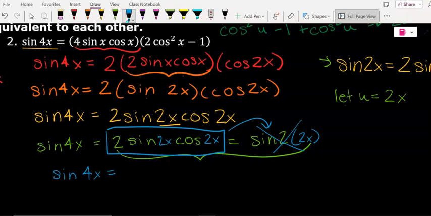Because 2 sine u cosine u is equal to sine 2u. So now I've replaced u with 2x, and so that means here, instead of it being sine 2u, it's sine 2 times 2x. Well, if I have sine 2 times 2x, what is 2 times 2? It's 4. So I have sine 4x is equal to sine 4x.